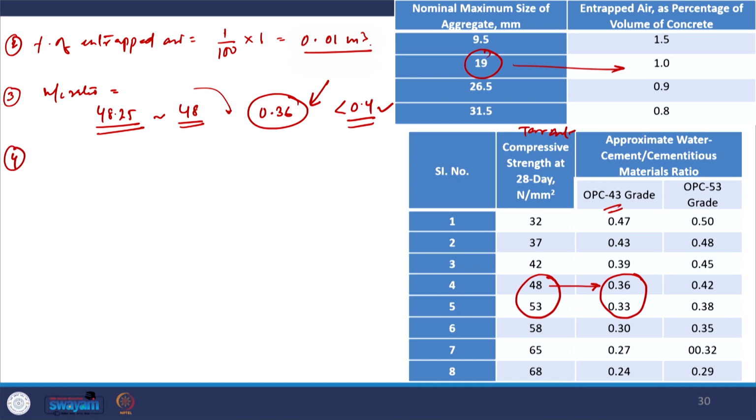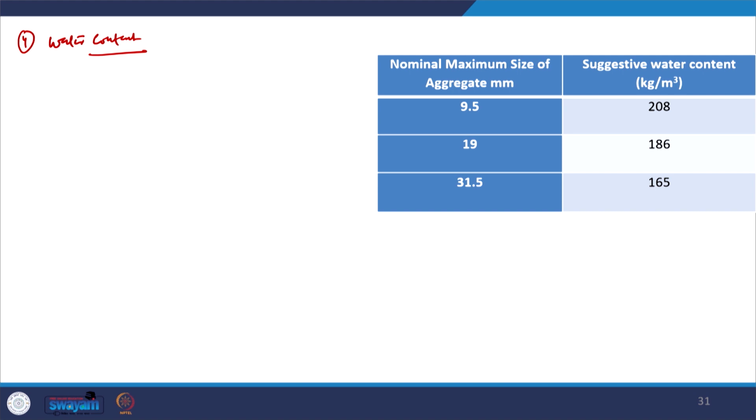In the next step, we have to select the water content. Again, we have a suggestive table corresponding to the NMAS. The nominal maximum aggregate size is 19, so the suggestive water content is 186 kg per meter cube, but this has some conditions. For example, this is for a slump of 50 mm, and this is without any admixture. Similar to what we did in the last problem, our design slump is 25, so we have to reduce 3%.